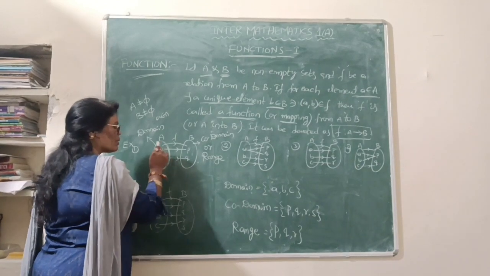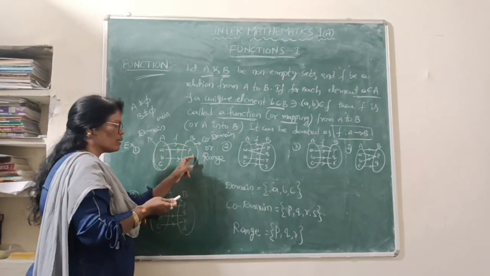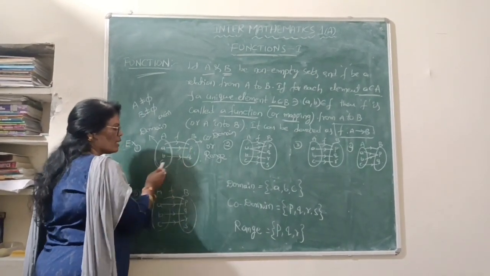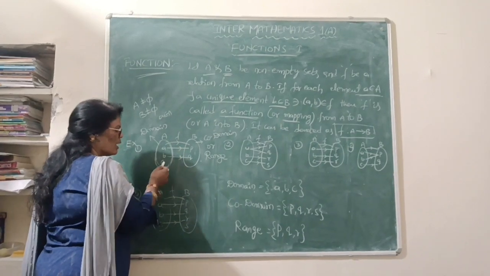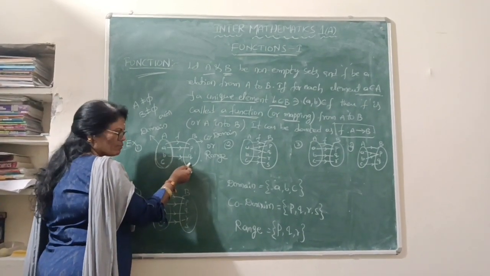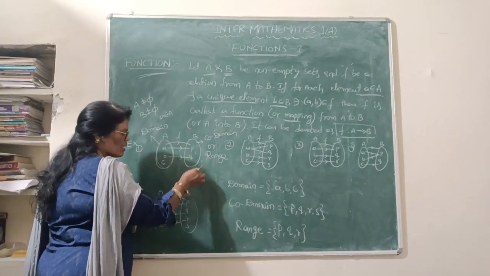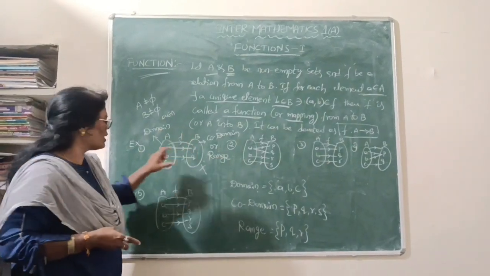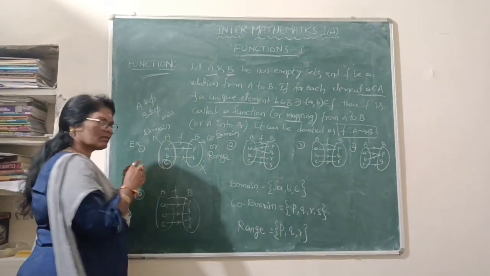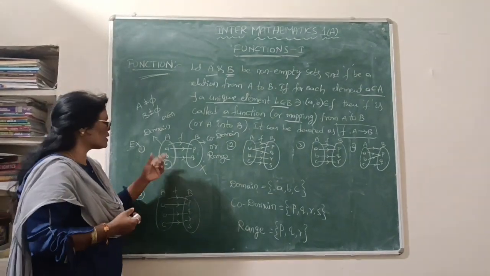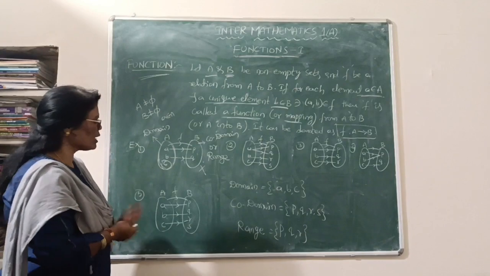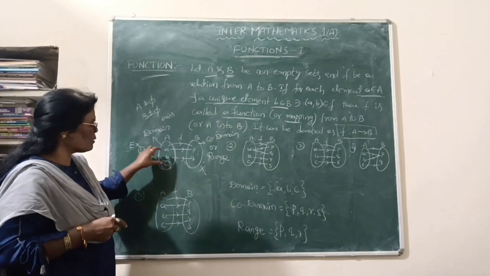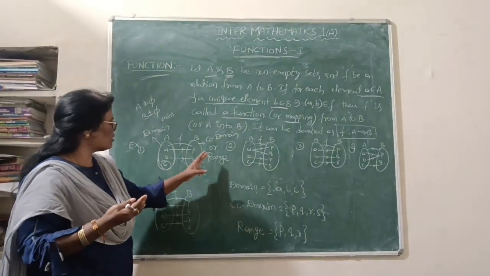Each element in A is associated to an element in B, the codomain. Here the image of a is p, and the image of b is q. Here for c we don't have any image. So it is not a function, because every element here must have an image. But in this one, an element didn't have any image, so it is not a function. Simply remember, in the domain every element has to have an image.